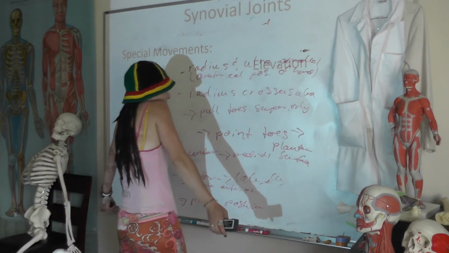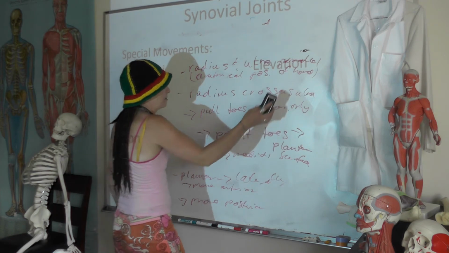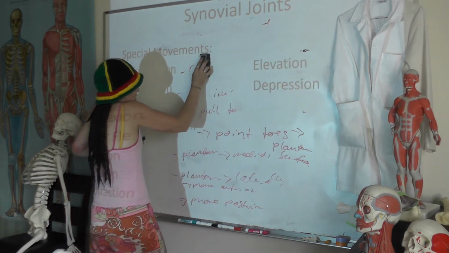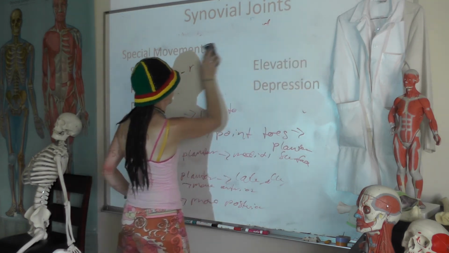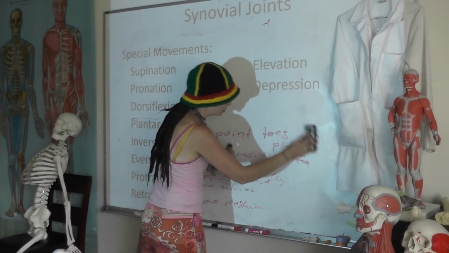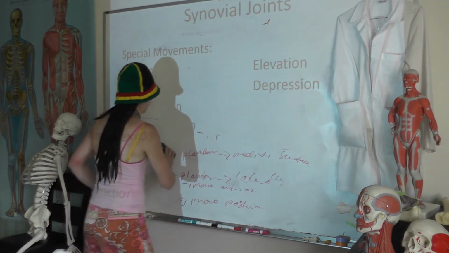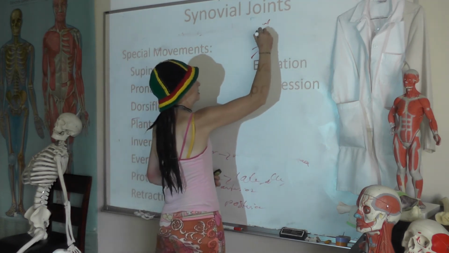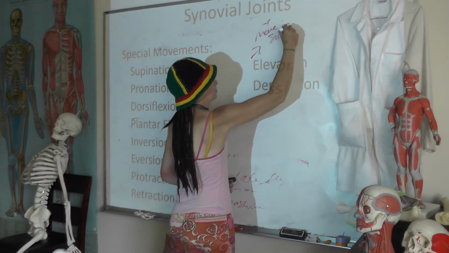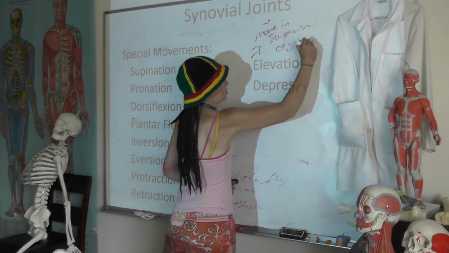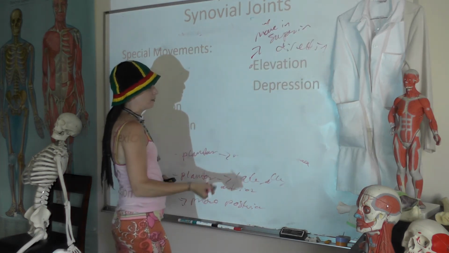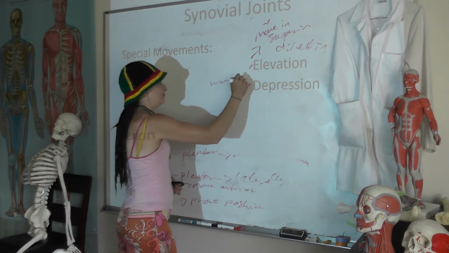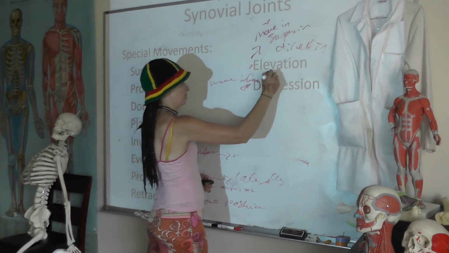What if I move superior? Then I'm elevating. And moving inferior is depression. So I can also elevate and depress my mandible. I can elevate and depress my shoulder. I can elevate and depress my hip to some extent. So elevation is movement in the superior direction. Chewing is just a whole bunch of jaw elevation and depression. Depression is moving in the inferior direction.